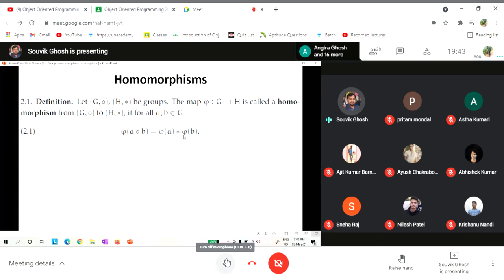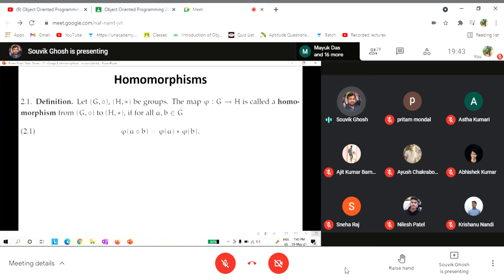H. Where do these elements belong? This B belongs to G, and we are applying phi on this B, that is phi of B. So where does this element belong? Also to H. So this is an element in the set H.